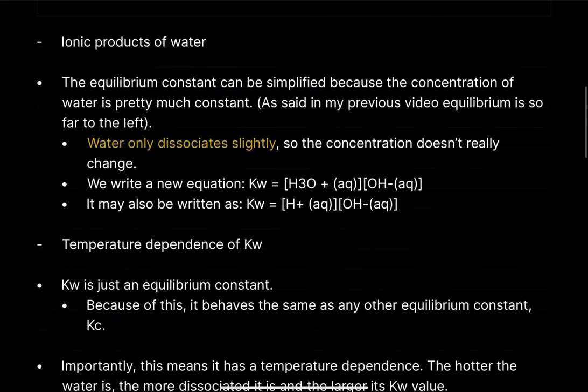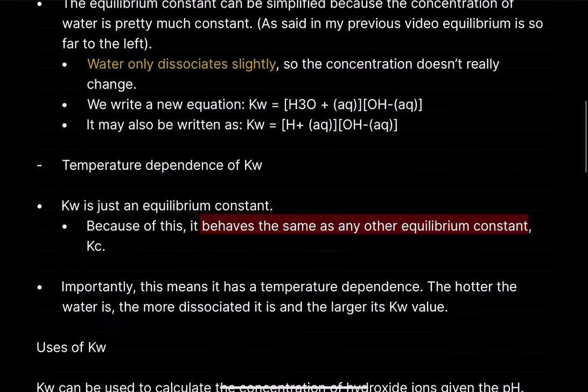And because Kw is an equilibrium constant, it behaves the same way as other equilibrium constants, such as Kc. This is important because this means that it has a temperature dependence. The hotter the water is, the more dissociation will occur, right? So remember back in Kc, or most of these equilibrium constants, it's temperature dependent. So the higher your temperature, the more dissociation.